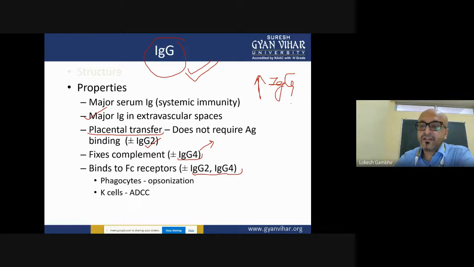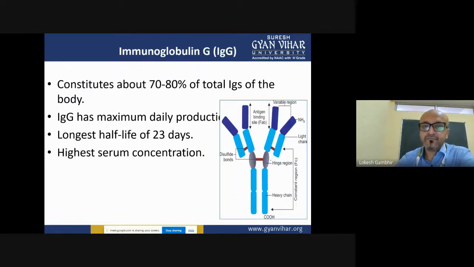If it's major, then it will be responsible for mounting a very handsome immune response. And among the extravascular spaces, this is the immunoglobulin which is present in higher quantity. It can cross the placenta. It can activate the other immune cells also. Then, when we are talking about IgG, it should be very clear that in the body it constitutes almost 70 to 80% of the total immunoglobulins. Of the total immunoglobulins, this is the major immunoglobulin present inside our body.